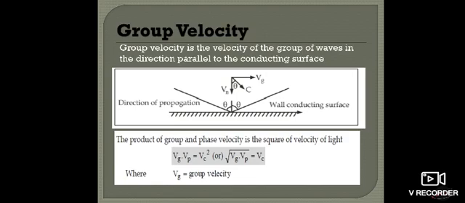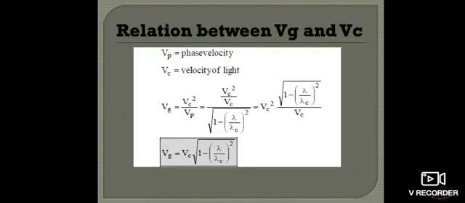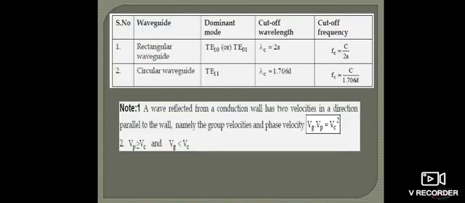Okay, where Vg is the group velocity, Vp is the phase velocity, and Vc is the velocity of light. And overall we can give the equation that Vg equals Vc under root of 1 minus lambda by lambda c whole square, which is the equation between Vg and Vc. And when we have waveguides, we have different types of waveguides. Under that we have rectangular and circular waveguides.